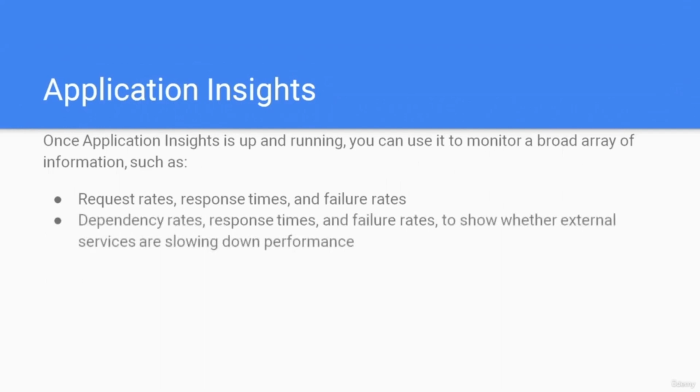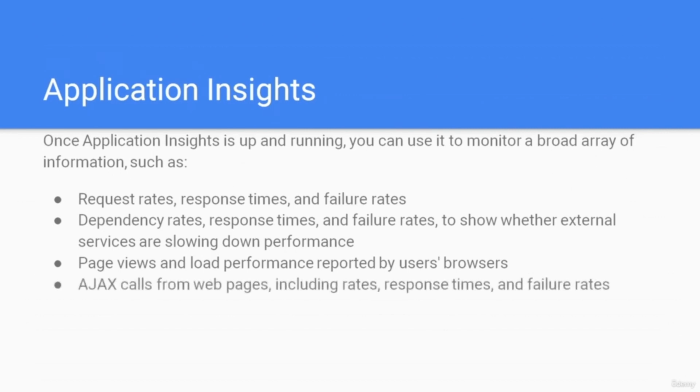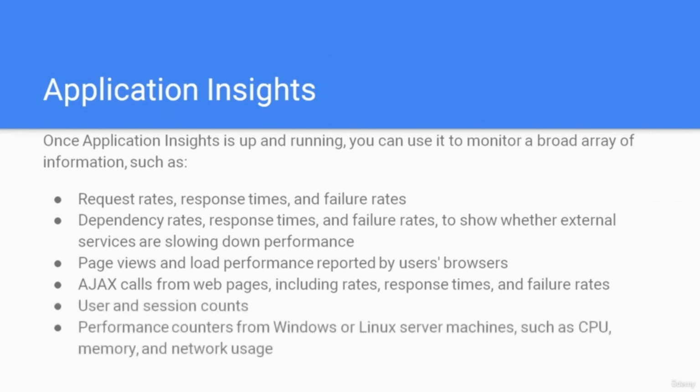Once Application Insights is up and running, you can use it to monitor a broad array of information such as request rates, response times, and failure rates; dependency rates, response times, and failure rates to show whether external services are slowing down performance; page views and load performance reported by users' browsers; AJAX calls from web pages, including rates, response times, and failure rates; user and session counts; performance counters from Windows or Linux server machines, such as CPU, memory, and network usage.